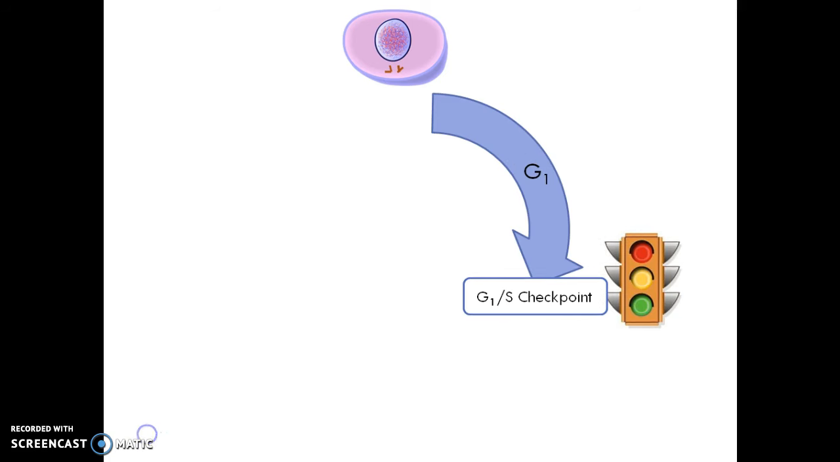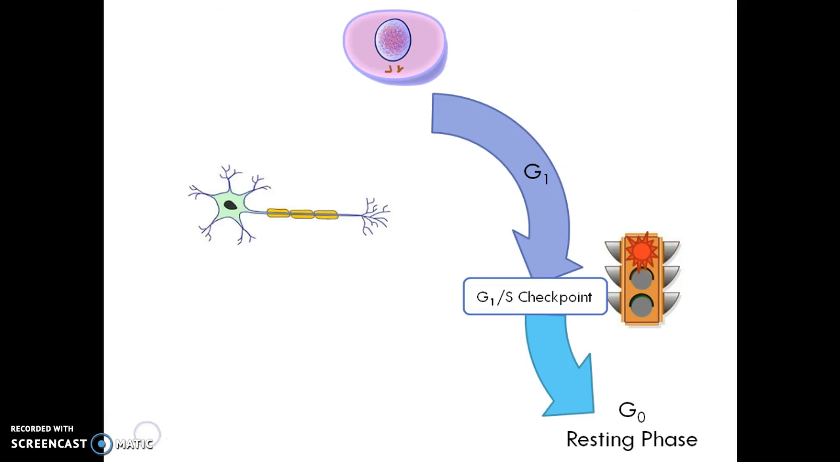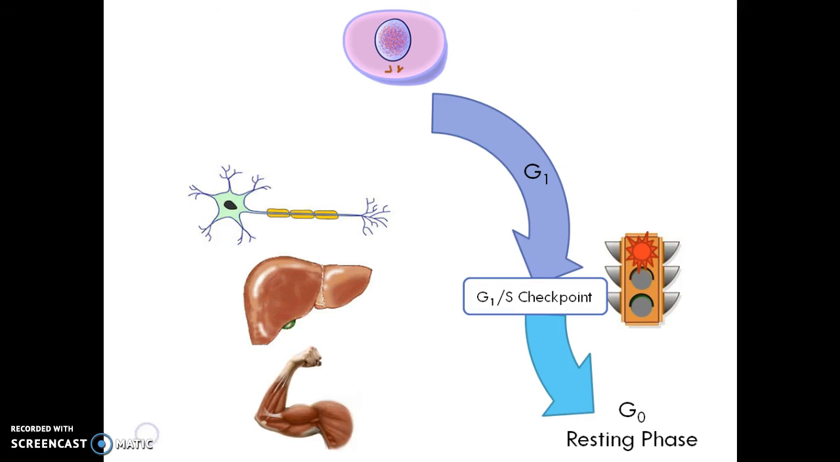If at this checkpoint a cell gets a stop signal, it's actually going to exit the cell cycle and move to a phase that we call G0, which is the resting phase of the cell cycle. Some cells, like our nerve cells, are always in the G0 resting phase. They never divide. Other cells, like our liver cells, spend much of their time in G0 until they are signaled by some severe damage to regrow themselves. And our muscle cells, which have multiple nuclei, are often in our G0 resting phase.